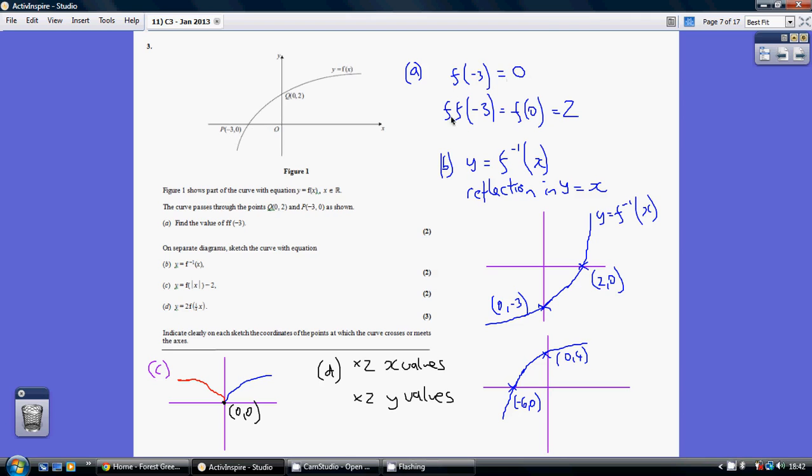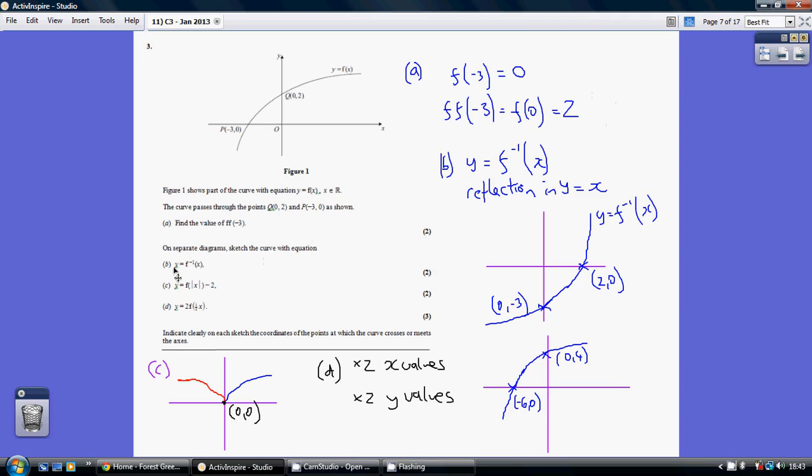Now, we're being asked to find f of f of minus 3. So there's f of minus 3 being 0. So we're now trying to find f of 0. So when x is 0, what is our y value? Well, that's another point we're given. When x is 0, y is 2. So our f of f of minus 3, being our f of 0, is 2.